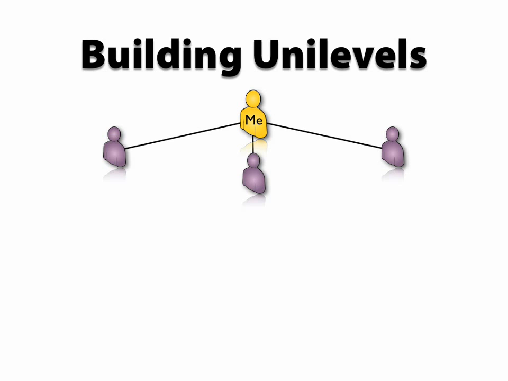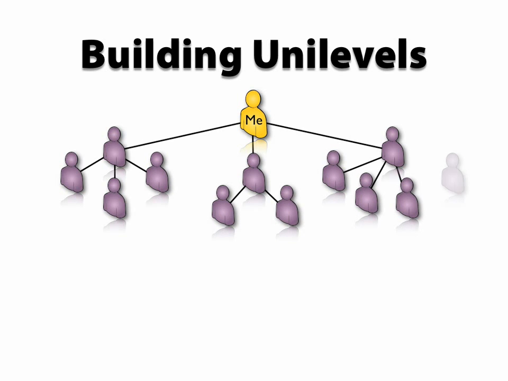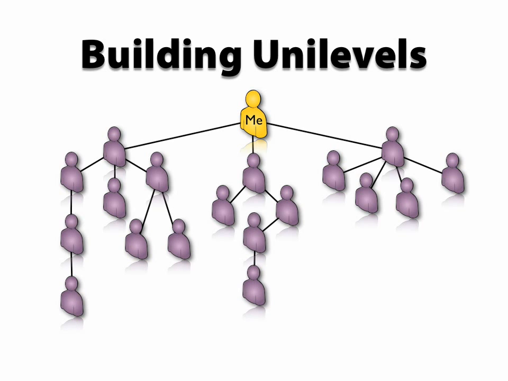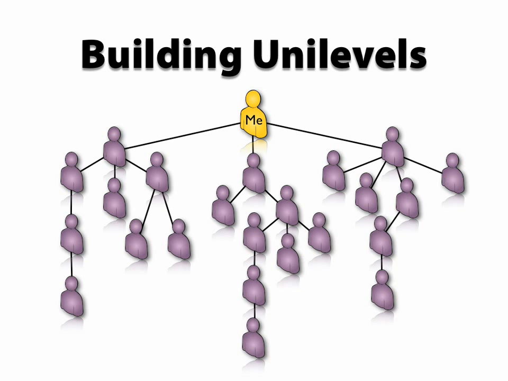Okay, when I build a Unilevel, one of the critical issues, and one of the things that makes it difficult, is I have to build multiple legs, and these legs have to have multiple people under them. So I sponsored 3 people. Each of them sponsored 3 people. That's looking pretty good. Now let me show you 2 people that have caused me a real problem in my Unilevel. That person and that person.